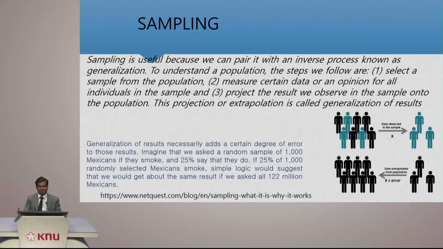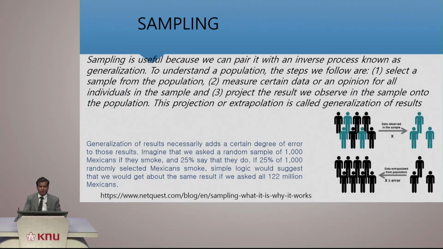Here's an example. You can see generalization of results necessarily adds a certain degree of error to the result. So we agree that when you take a sample and from the sample you infer some things and you want to apply this to the population, there is always a certain degree of error. Whenever you do that, you always come across these errors. Data observed in the sample may not be the same as data observed in the population. If you want to extrapolate this information to the population, there may be some errors.